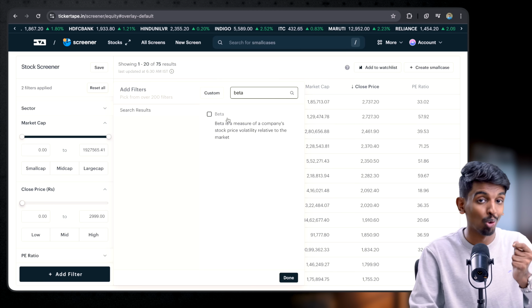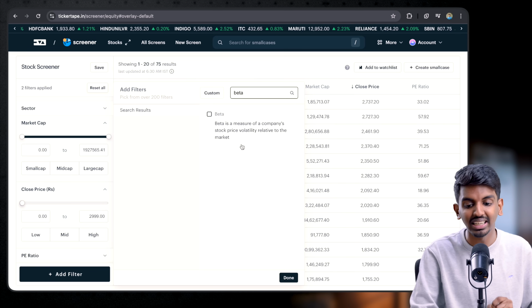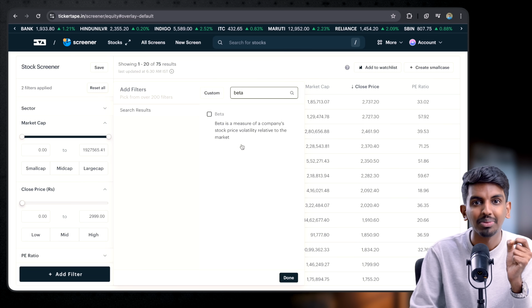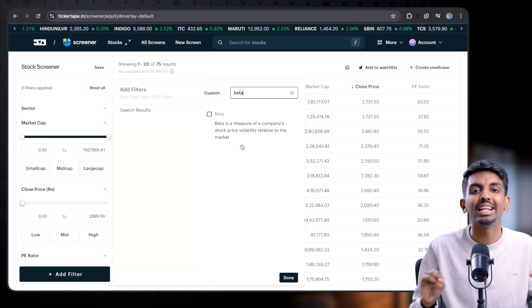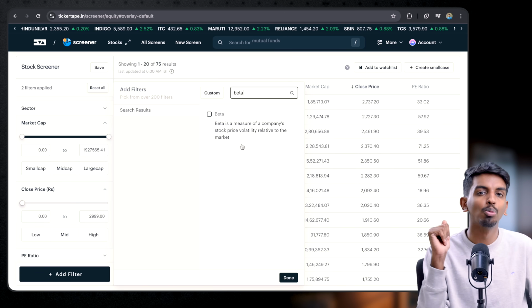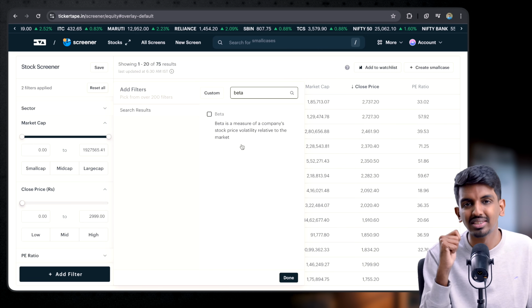Okay, I'll explain what beta is here. Beta is a measure of a company's stock price volatility relative to the market. That means a high beta stock will move much more than the average market. Let's say Nifty is moving by 5%. This stock could give you 7, 8, 9% movement.